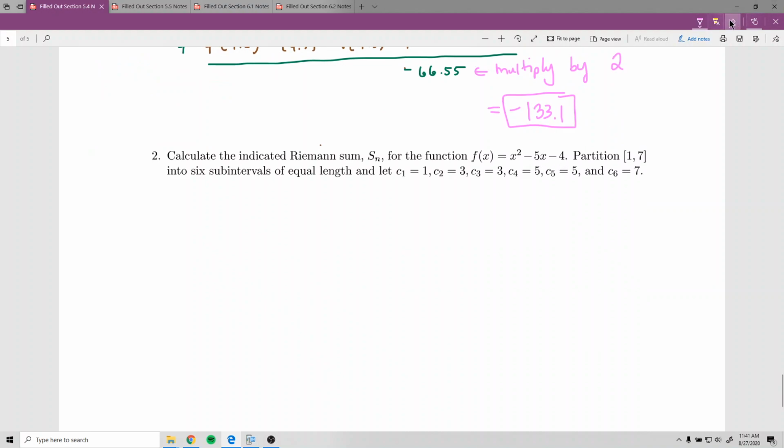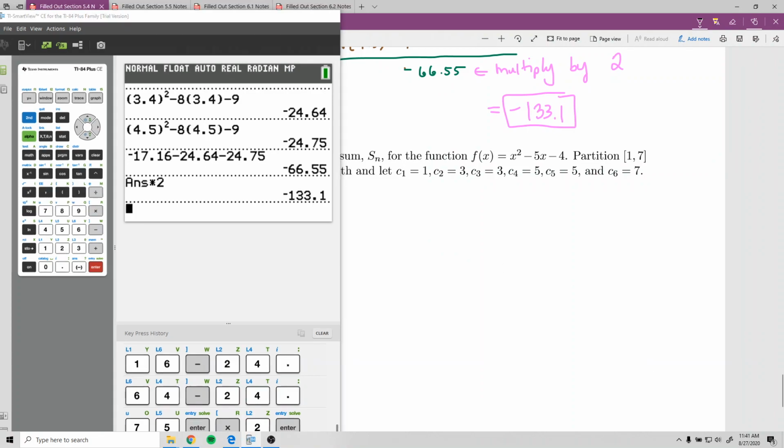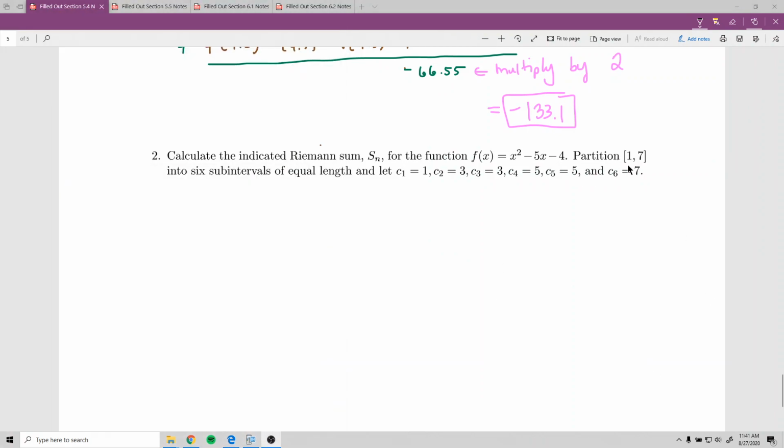All right, so number 2 here, it's done the same way, but I have found that some people get a little tripped up with the c values because of the way the intervals are, so I want to address that. But it says calculate the indicated Riemann sum S sub n for the function f of x equals x squared minus 5x minus 4. And we're going to do that by partitioning 1 to 7 into 6 subintervals. So a is 1 and b is 7 and n is 6.